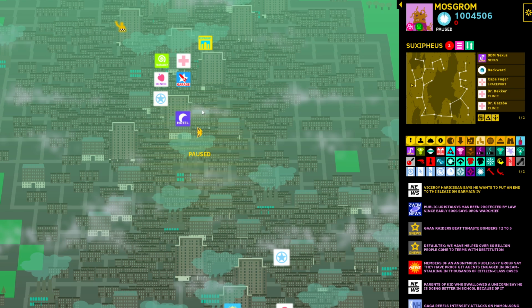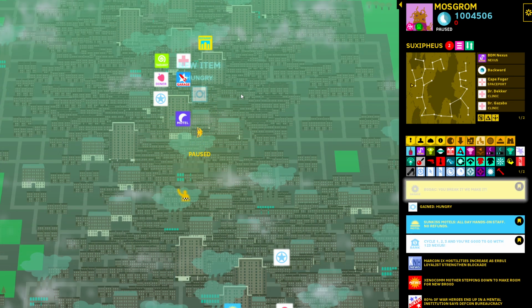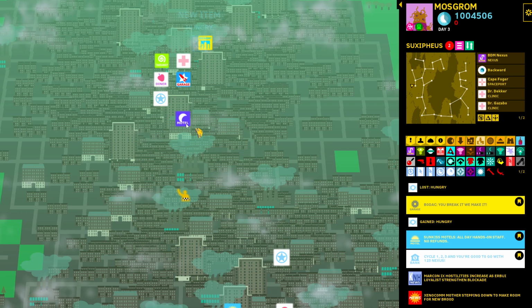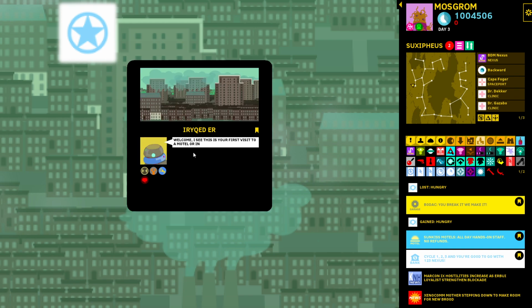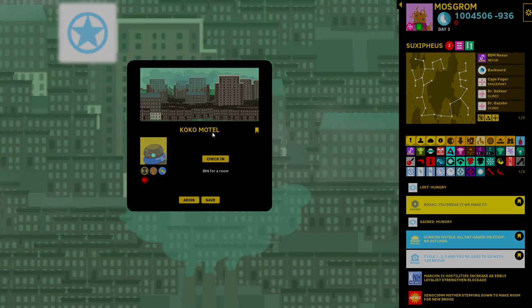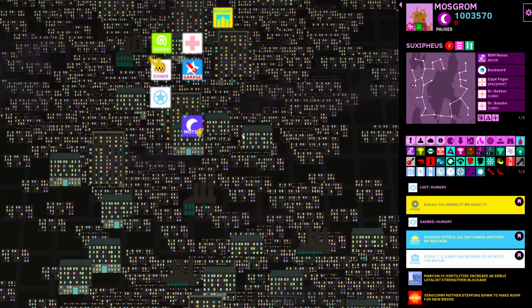When you sleep at a motel, normally, let's say you're in the middle of the day like this, and you go to sleep at a motel, you'll wake up at the start of the next period. So in this case, because it's day, that will be the nighttime period. So we check in. You wake up at the start of the next nighttime period. If you go to sleep during the night, normally you'll wake up at the start of the next daytime period.